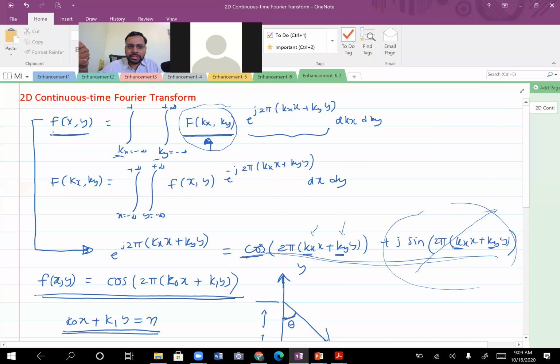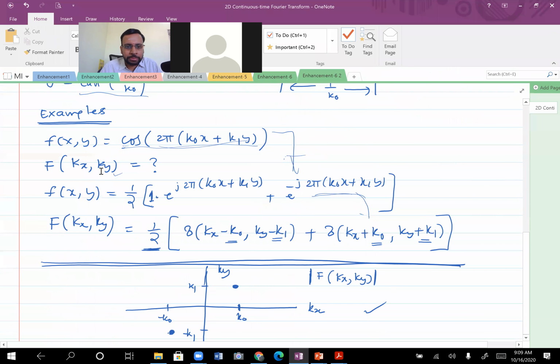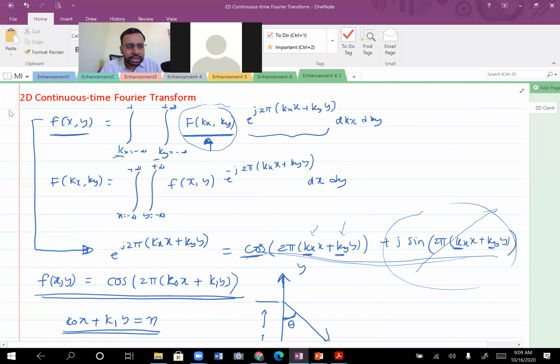If you have a plus jb, the same at minus k naught, minus k1, you would be having a minus jb when f of xy is real, so that when you are summing up the whole thing, you are simply left with the real part. And a similar interpretation you could do when your f of xy is going to be the imaginary part. A similar explanation you could come up with there. Hope everybody is fine with this interpretation. And then ignore f of xy being cosine. You take any function.